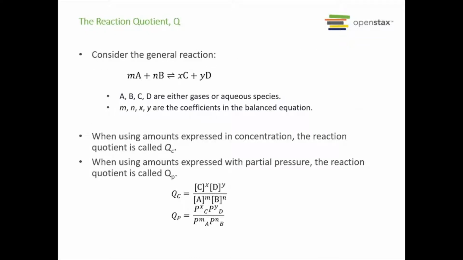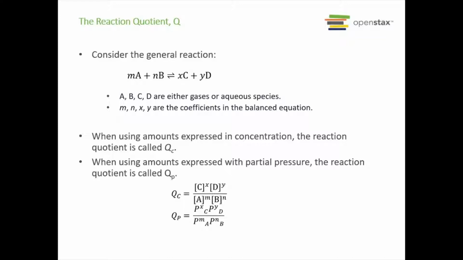So here's just a general reaction, mA plus nB in equilibrium with xC plus yD. So A, B, C, and D are either gases or aqueous species, and then m, n, x, and y are their coefficients from the balanced equation. So if you're looking at Q in terms of concentration, we call it Qc. Or if we're looking at gases with partial pressure, we call it Qp. So it's products over reactants.